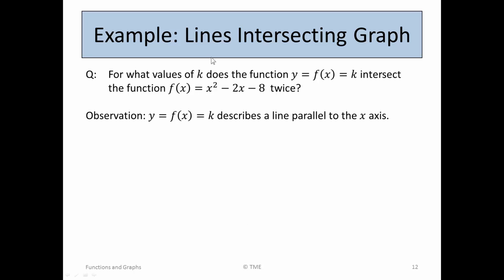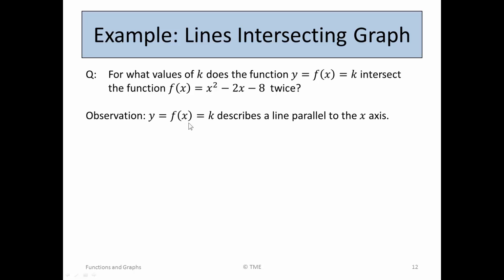So let's look now at the lines intersecting the graph. For what values of k does the line y = k intersect the function y = f(x) twice? So this is quite complicated in expression, but y = k is just y equal to a number. y = 0, y = 1, y = 2. And y = 0 is the x-axis. So y = 1 is just a line above the x-axis parallel to it.